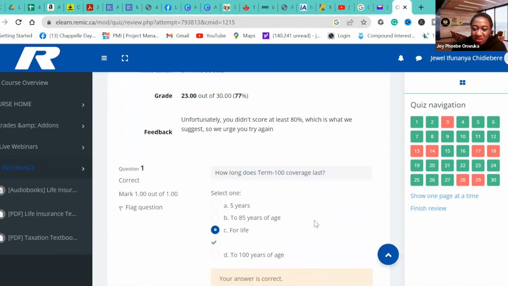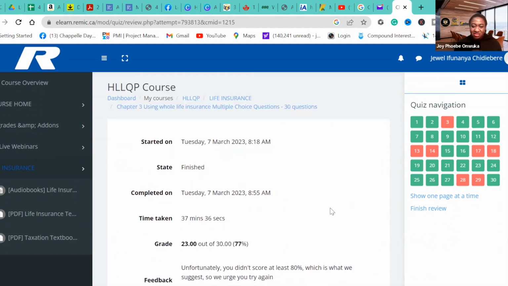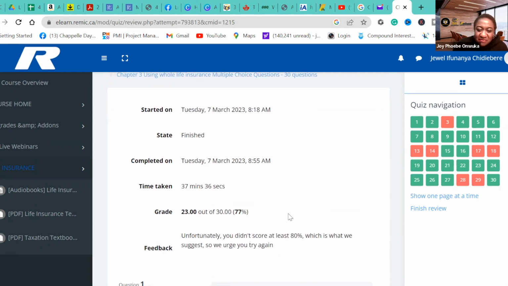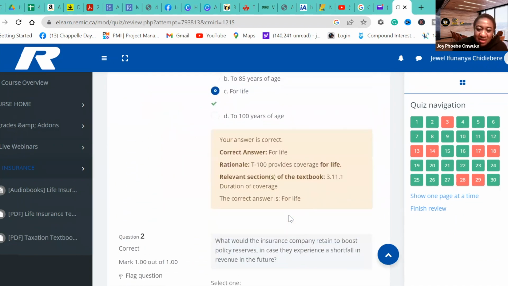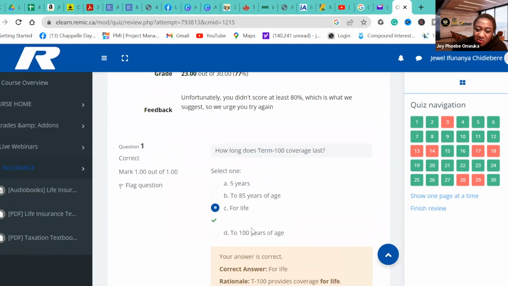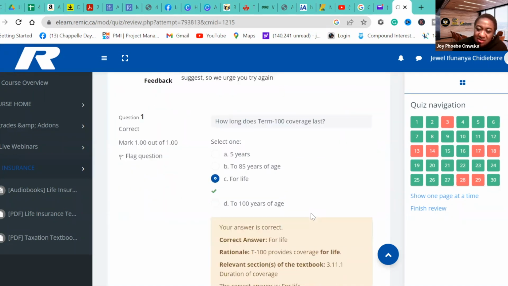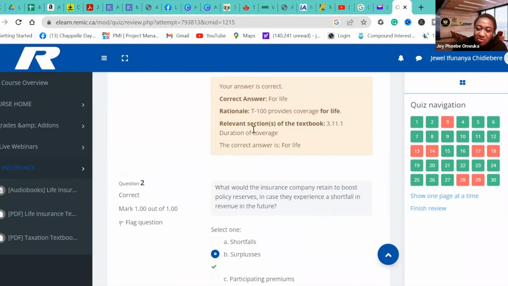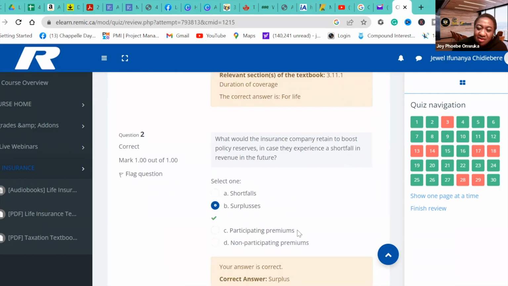We scored 23 over 30. Okay. All right, so let's review. Wow. Question 1, we got that, which is for life. How long does the 100 last? Is for life. That is true, and the rationale is the 100 provides coverage for life.